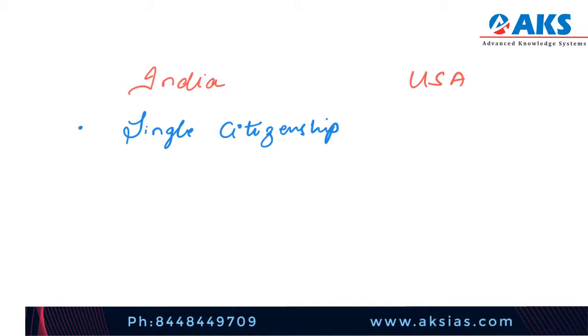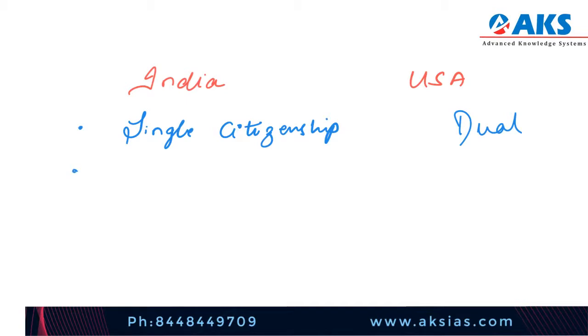When it is a unitary feature, it is interfering with the autonomy of the states and interfering with the division of powers. Whereas in USA, you have dual citizenship. That is, within the country of United States of America, you have citizenship given by the central government or the federal government as well as the state government.